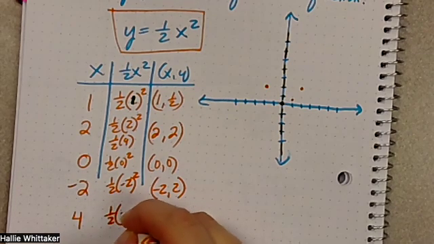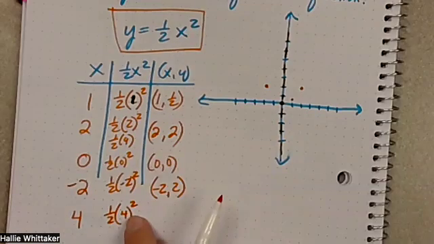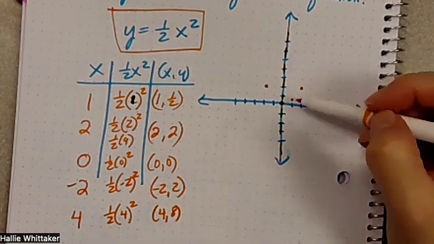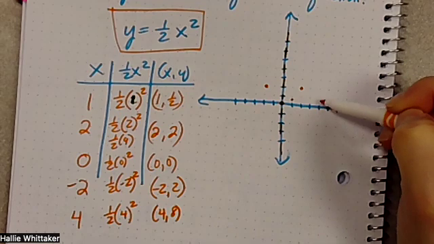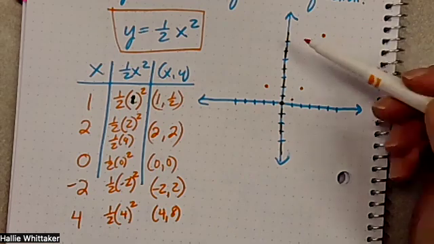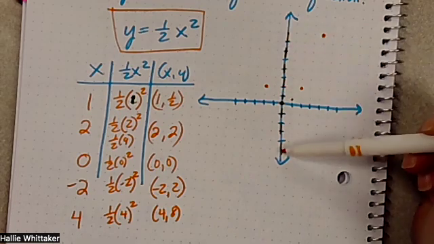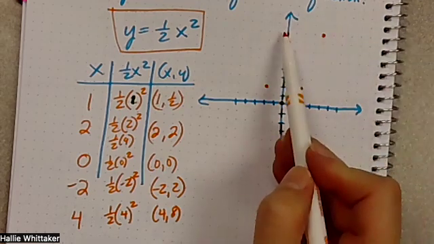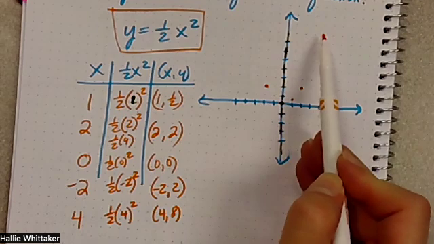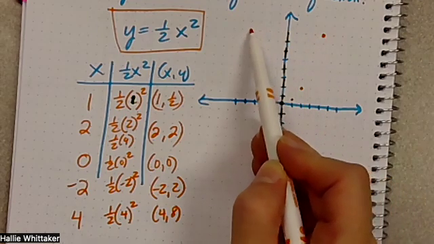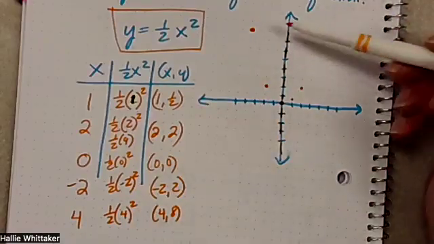1/2 times 4 squared. What is 4 squared? 16. And 16 times 1/2 is 8. So x is 4, y is 8. 1, 2, 3, 4. 1, 2, 3, 4, 5, 6, 7, 8. Lovely. And since we know this is our axis of symmetry, this is the cool thing about it once you get into graphing these more. See how this is 4 units away? You can go 4 the other way and make your other point. 1, 2, 3, 4.